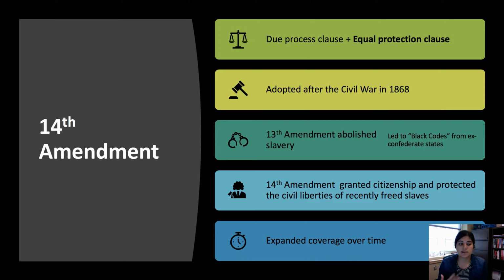You'll see that we've got some expanded coverage over time. So the Equal Protection Clause doesn't just deal with issues of racial discrimination anymore. It includes a number of other classifications. So as we note through a lot of the concepts we're looking at, while the Constitution is written hundreds of years ago now, it still evolves and changes over time based on court precedent.